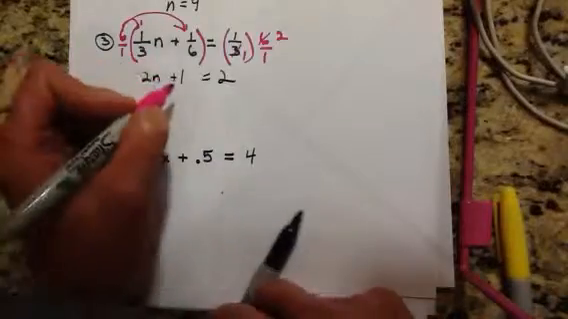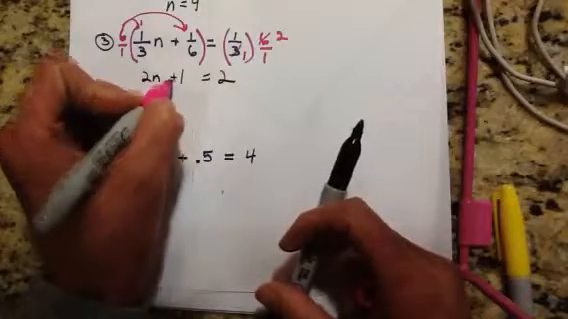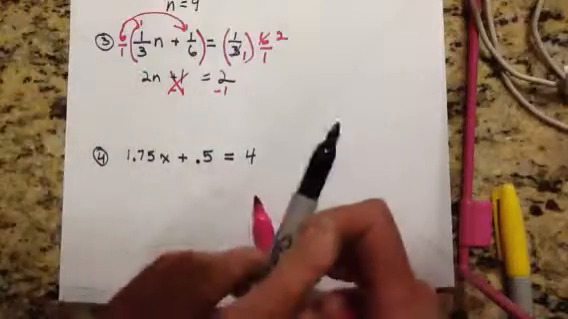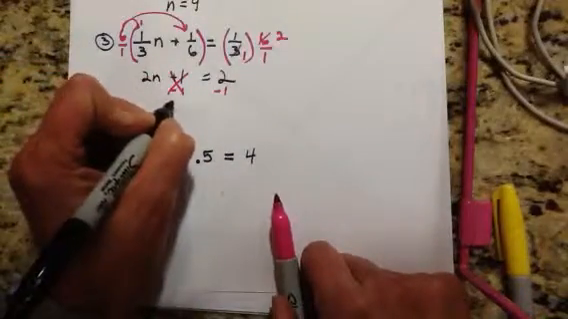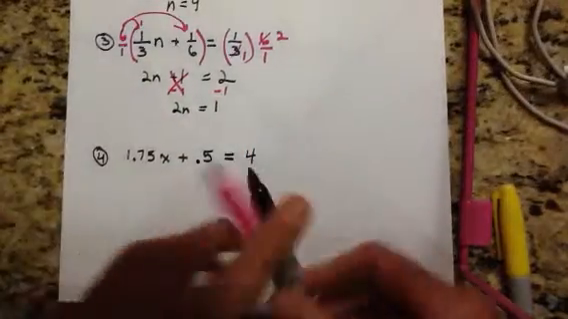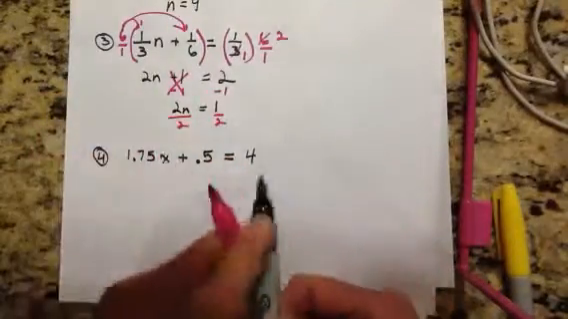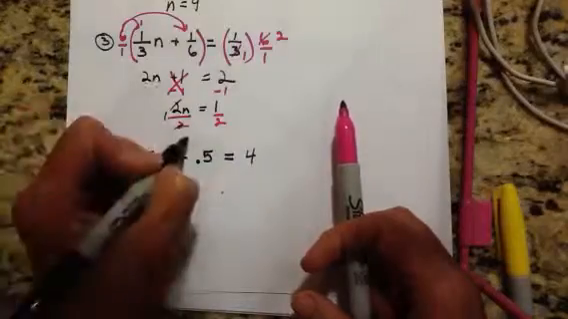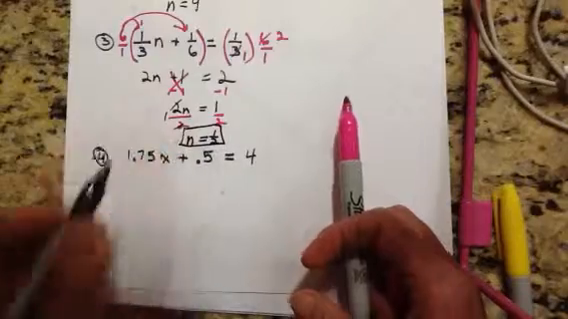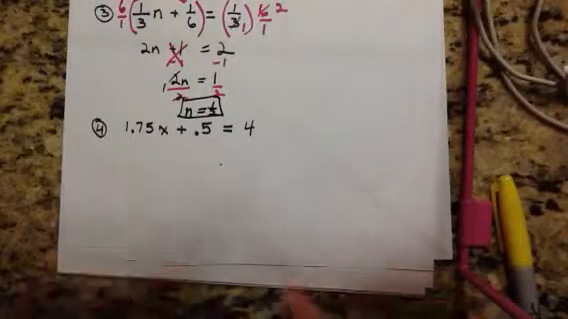Okay, so now I follow regular rules for solving an equation. First, do the opposite of plus 1, which would be minus 1 on both sides. Those cancel each other. So I'm left with 2n equals 1. Okay, so then the opposite of times 2 is divide by 2. And these cancel and become 1. N equals 1/2. So there's my answer. N equals 1/2.